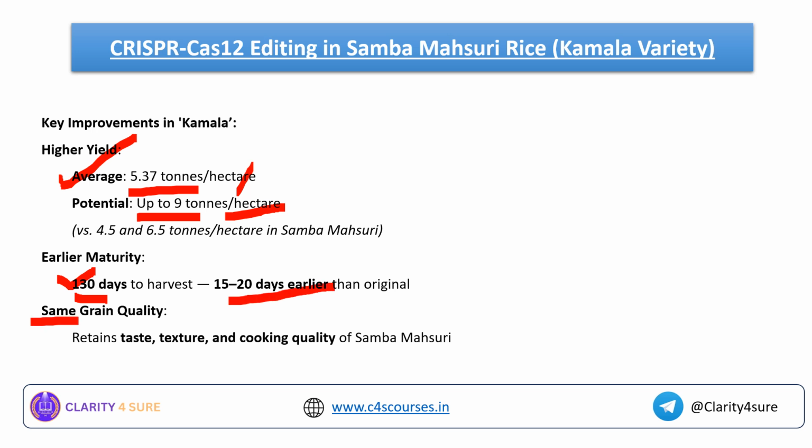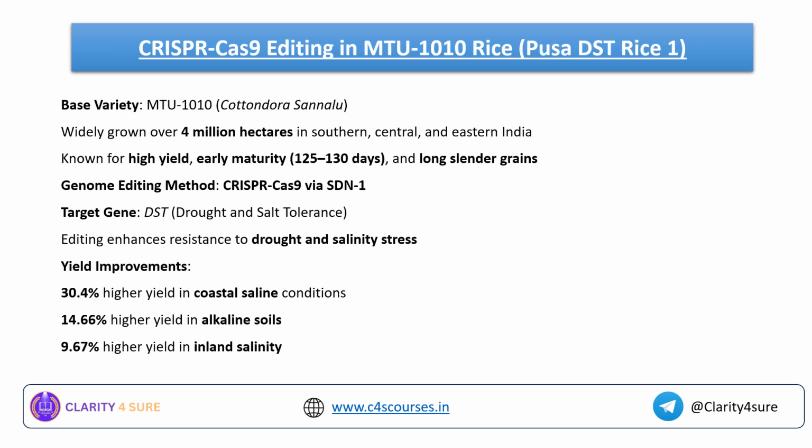And what about the grain quality? The grain quality is the same texture, same taste, and cooking quality of the same Samba Masuri rice. I hope this CRISPR-Cas12 technology that has been administered to this Samba Masuri rice and the outcome, the Kamala variety, is clear to you now. Now coming to the CRISPR-Cas9 editing that has been used in the Pusa DST rice one, we know the base variety was MTU 1010, and it is widely grown in 4 hectares in the southern, central and eastern India, and it is known for its high yield, early maturity, and it has long slender grains. And the genome editing used here was CRISPR-Cas9 and via the SDN method only.